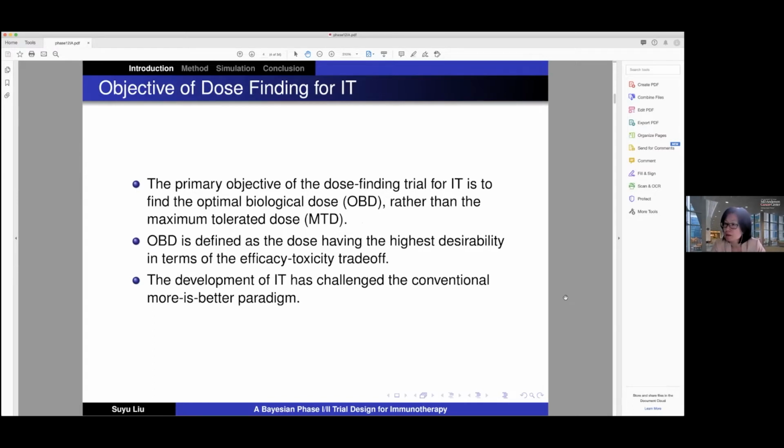Because the mechanism is different, the objective of the dose-finding studies for immunotherapies will be different. The primary objective of the dose-finding trials for immunotherapy is to find the optimal biological dose, which we call OBD, rather than the maximum tolerated dose, MTD, in conventional chemotherapies. The OBD is defined as a dose having the highest desirability in terms of the efficacy-toxicity trade-off. Therefore, the development of immunotherapy has changed the conventional more-is-better paradigm.